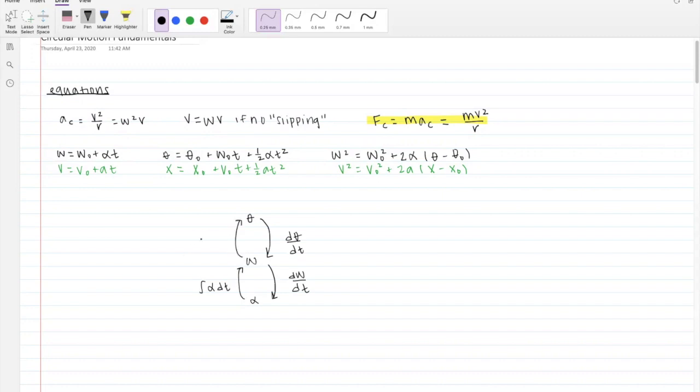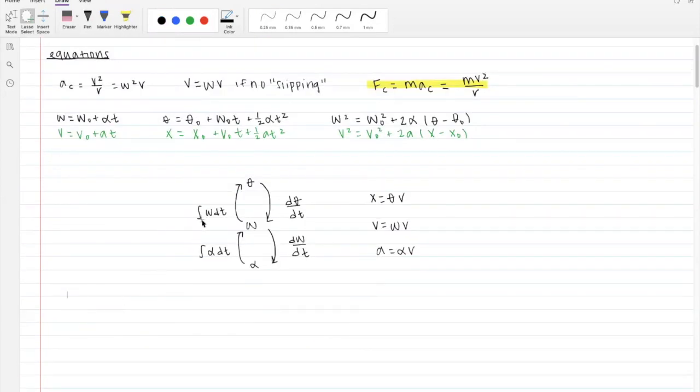And lastly, to go from angular velocity to angular position, we need to take the integral of velocity with respect to time. And I'm going to put this off to the side here. This is a good mental note. So again, these all hold true if there is no slippage.